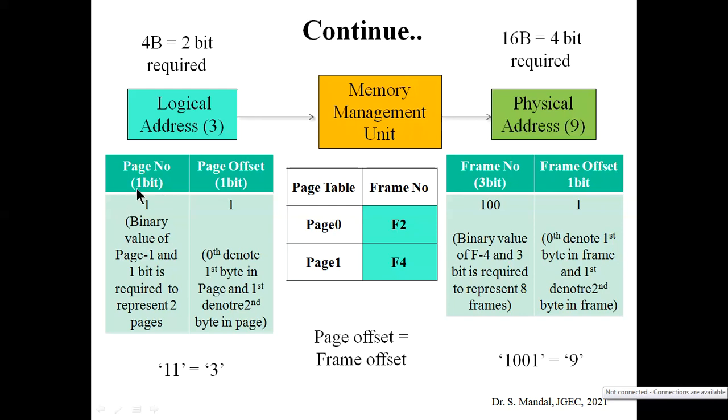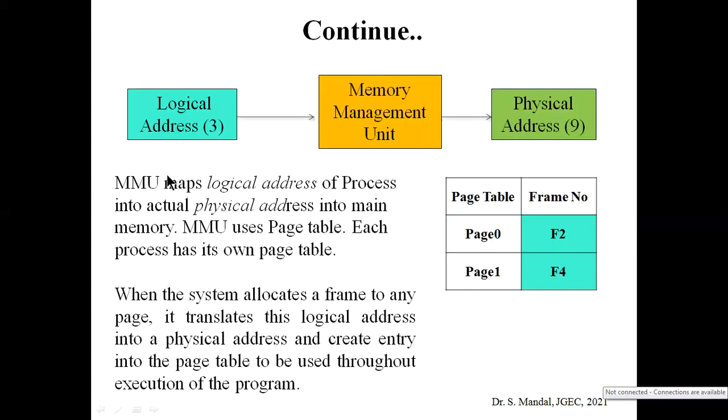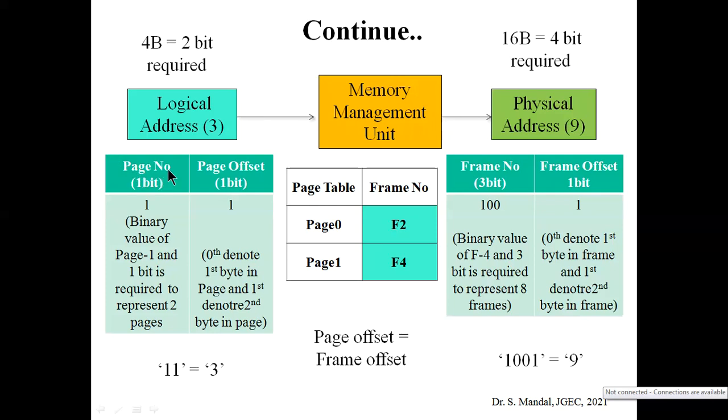Consider this example, logical address 3. Whenever we want to use logical address 3, we should check in which page it belongs. We know that it belongs to page number 1. There are two pages, and to indicate two pages we can use only one bit, 1 or 0. That means 0 indicates page 0 and 1 indicates page 1. So that denotes the page number.